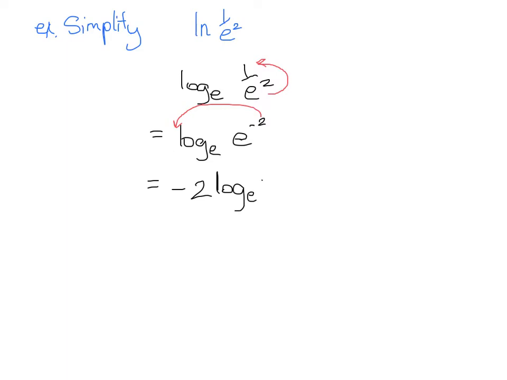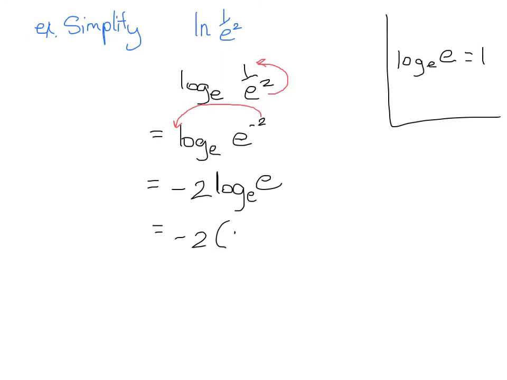base e of e. Now, we just spoke about what log to the base e of e is. Let's put a side note here: log to the base e of e is equal to 1, because e to the first power is equal to e. So this is really just saying negative 2 times 1, which is negative 2.